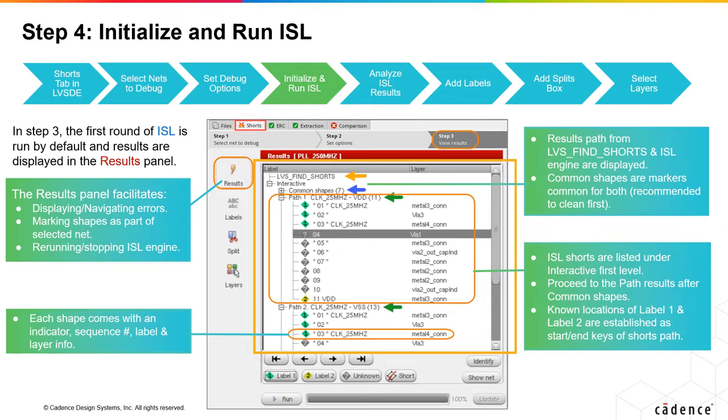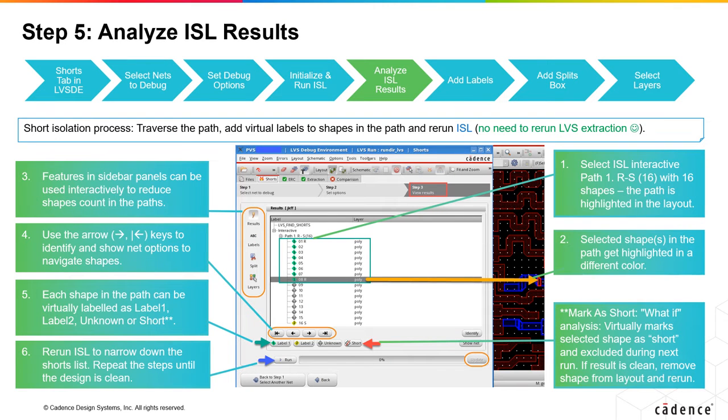You can run the interactive short locator at any time. Every time the ISL engine is run, it overwrites the previous results. In the results panel, the process of isolating the short in either the common area or a path is to traverse the path, add virtual labels to the different shapes on the path, and rerun the interactive short locator. You do not need to rerun LVS extraction.